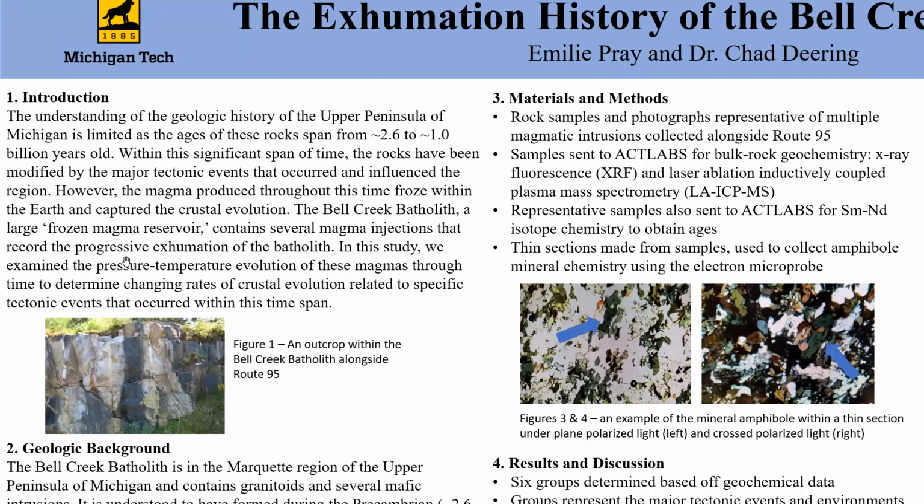A batholith is a large frozen magma reservoir, and the Bell Creek Batholith is found in the Upper Peninsula of Michigan, specifically near Marquette. This batholith is particularly interesting because of its age. It is understood to contain rocks from as early as about 2.6 billion to about 1 billion years ago.